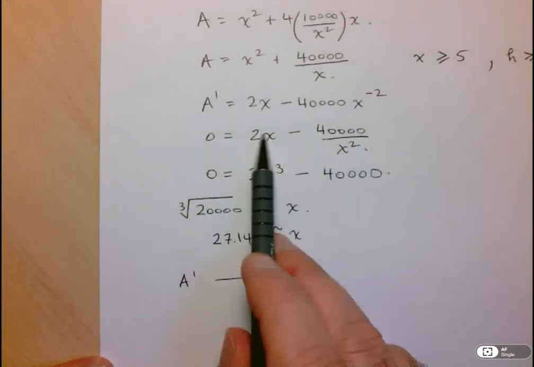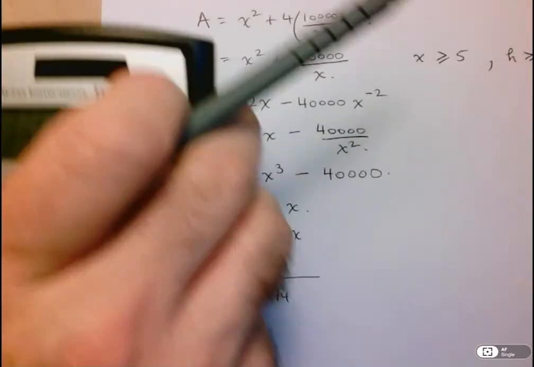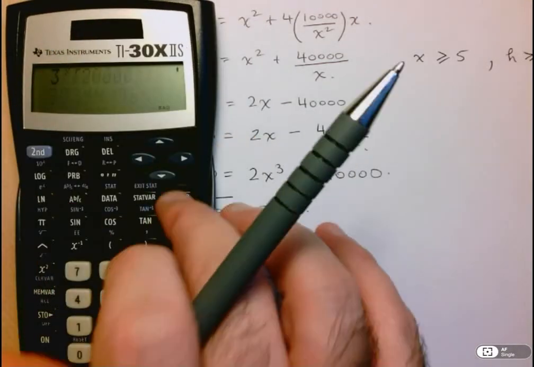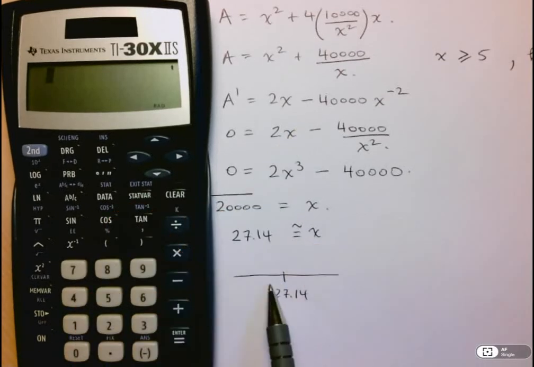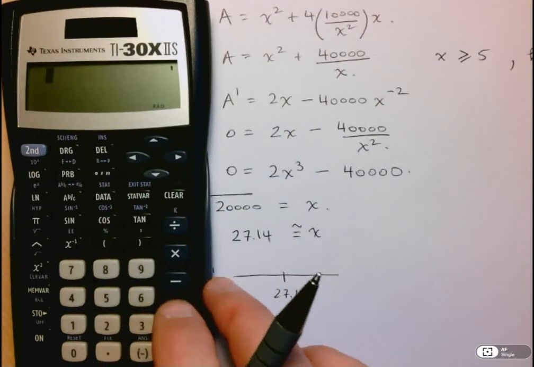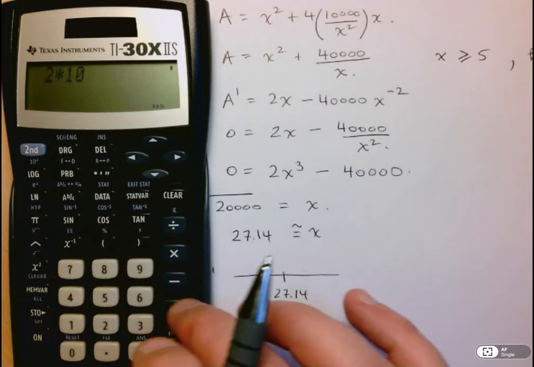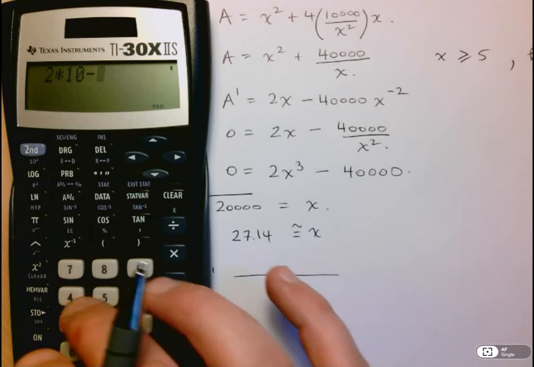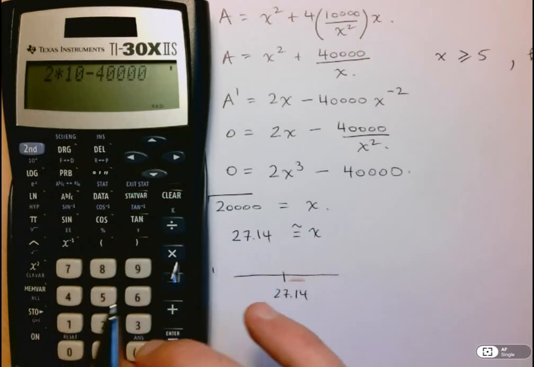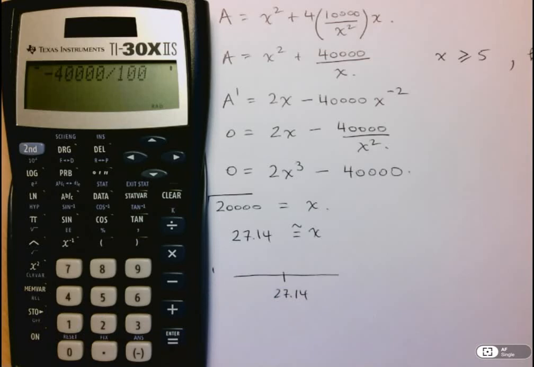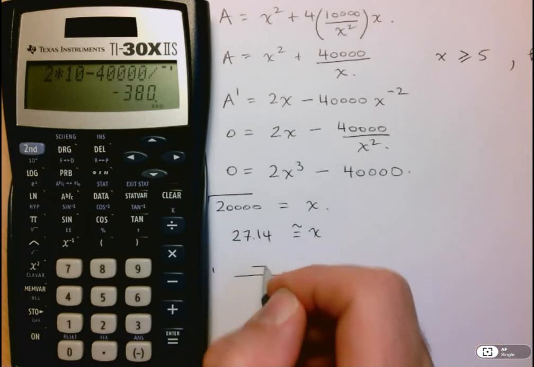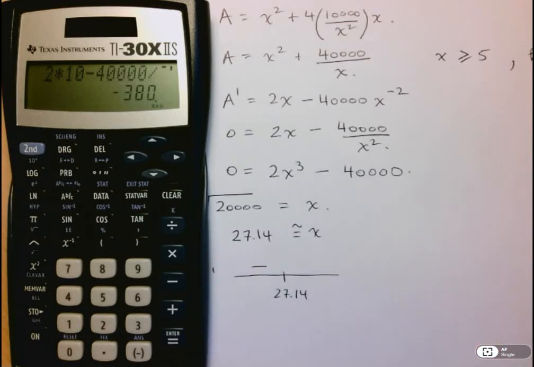Let's take this expression for A prime. Okay, so let's pick, let's say, 10. So we've got 2 times 10 minus 40,000 divided by 10 squared, which is 100. Okay, and we've got a negative value. So that's a good start because it's decreasing as we're getting toward 27.14. And let's see what happens on the other side.